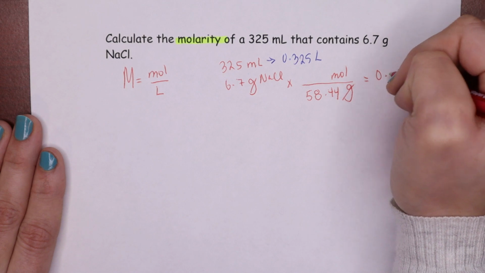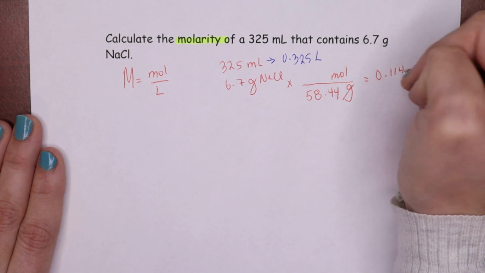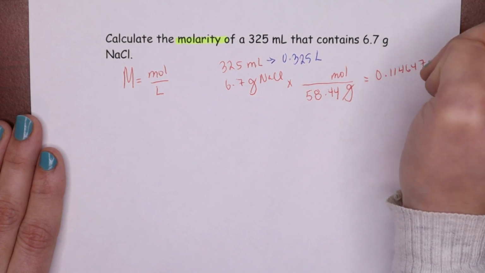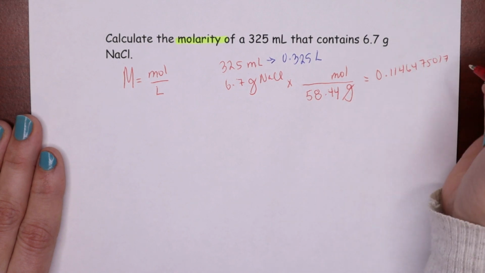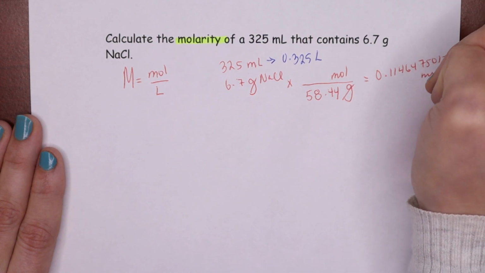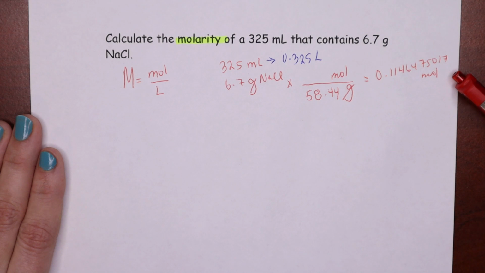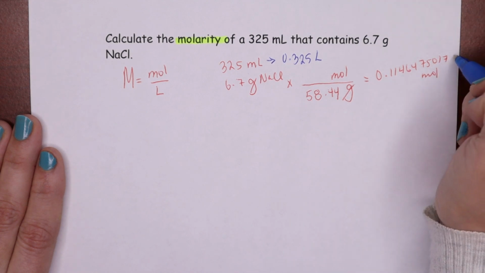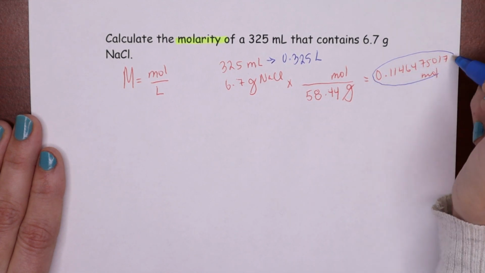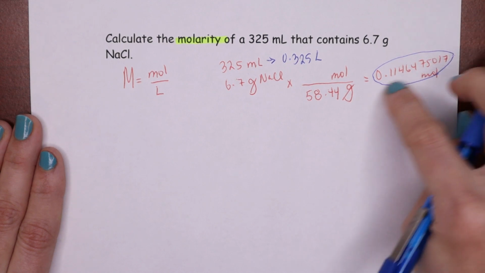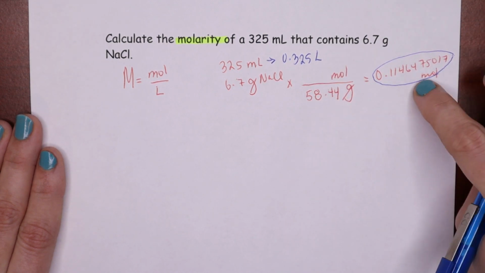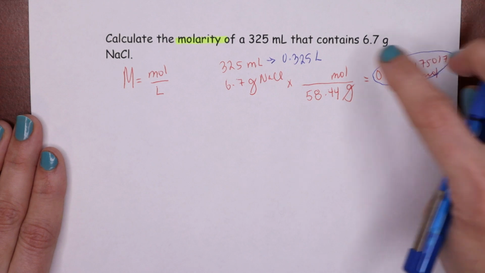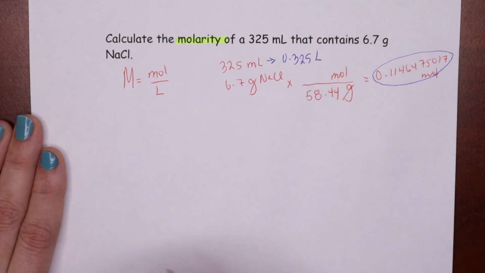My moles are going to be 0.114675017 moles, right? And this number right here, I can go ahead and plug it in. And you want to take the whole number. You don't want to round until the very end. So now that I have these two numbers, let's go ahead and plug them in.